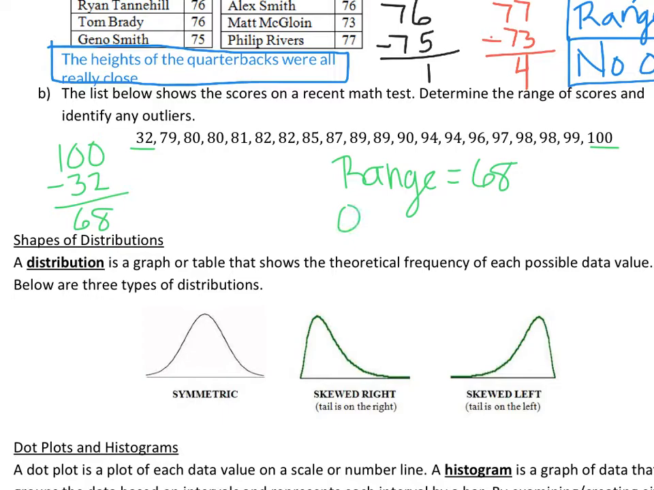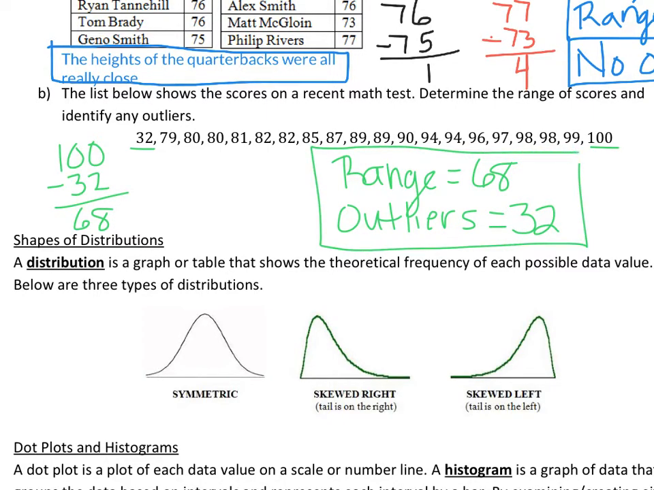And then it wants us to determine if there are any outliers. Remember, outliers are numbers that are unusually high or unusually low. So it looks like here we've got 79 all the way to 100, and then we have this low one of a 32. We would consider that an outlier because it's really not like the rest of them. The rest of them are within 21 values of each other, and this one jumps down quite a bit. So I would say that the outlier here is 32. We'll talk more about outliers a little bit later in the chapter.